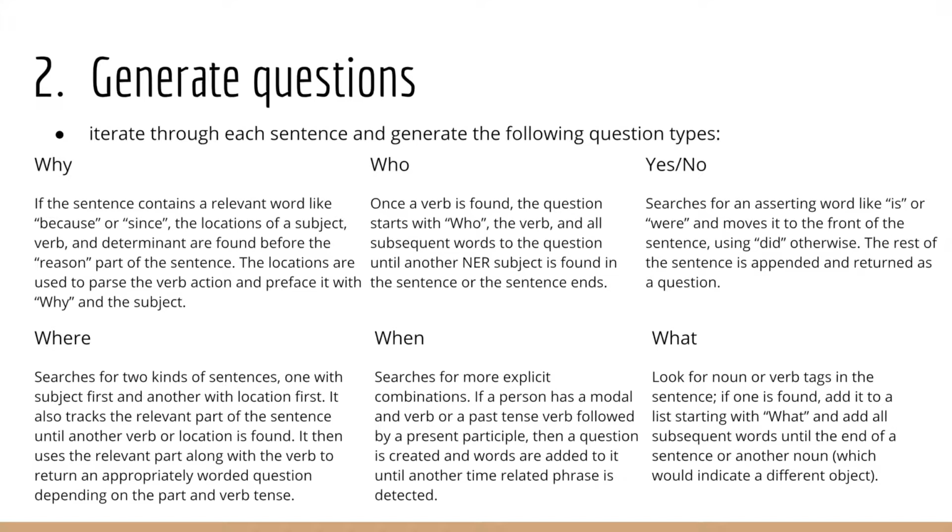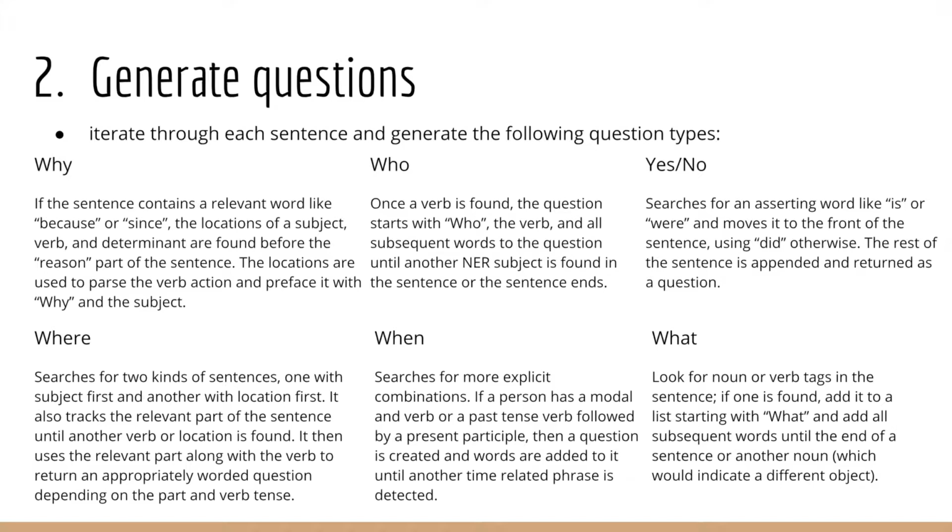For when questions, we searched for more explicit combinations. For example, if a sentence had a modal or verb or a past tense verb followed by a present participle, then the question was created and words were added till the end. For the yes and no questions, we searched for words like is or were. We moved those to the front, or we also used the word did. Then we appended the rest of the sentence and returned it as a question. For example, Julia is sick became is Julia sick.